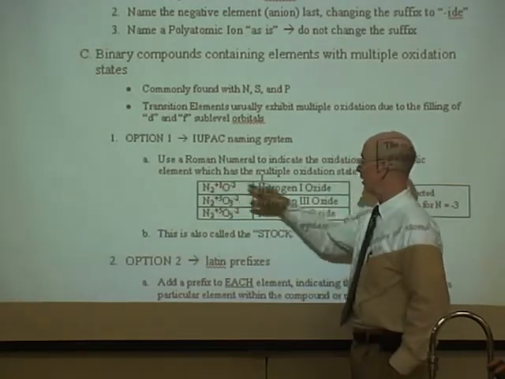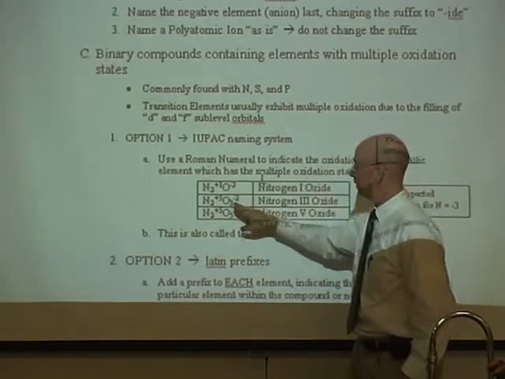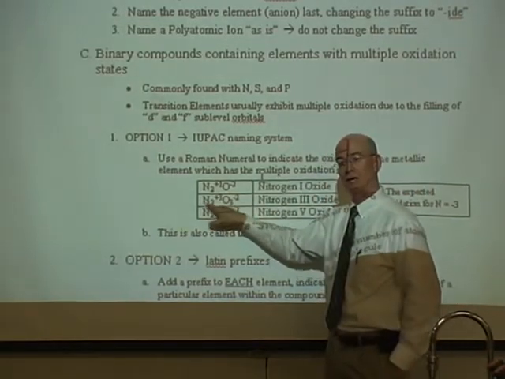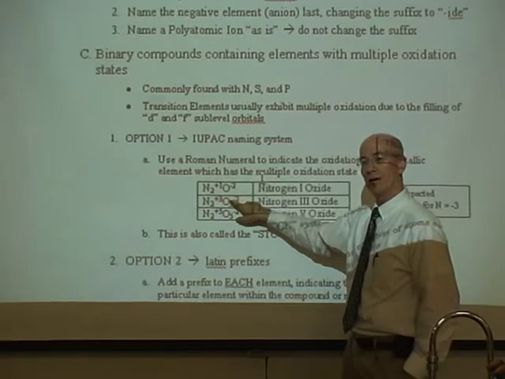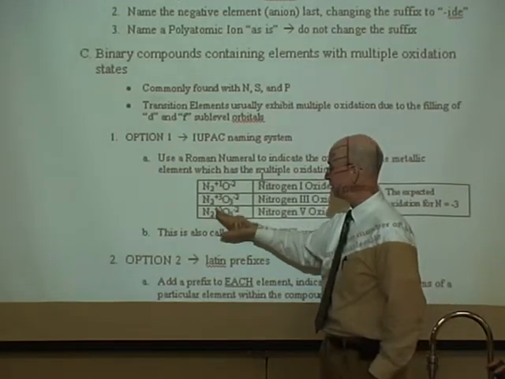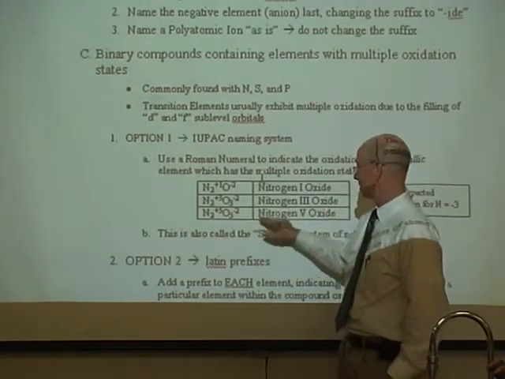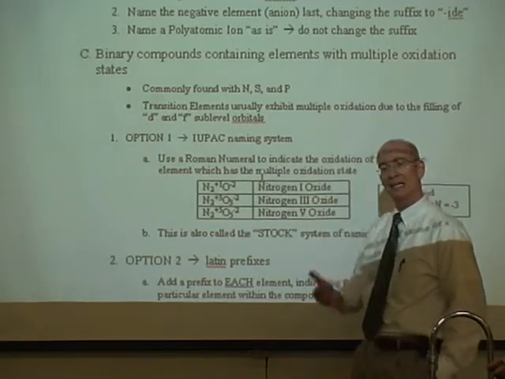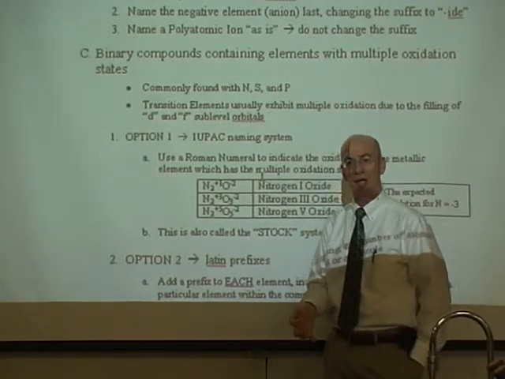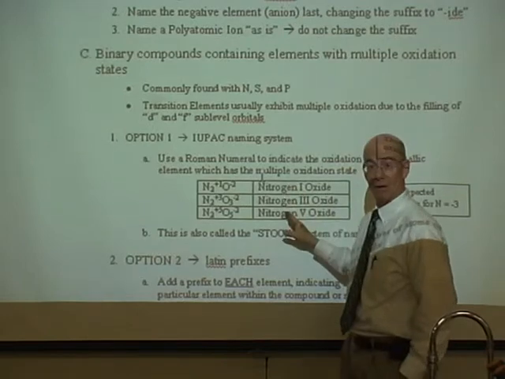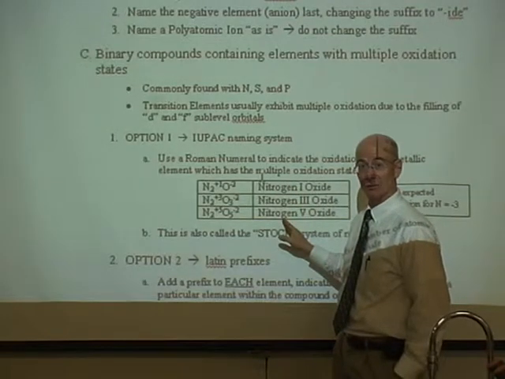Nitrogen, Roman numeral 1, oxide. This has a +3 charge, so it would be nitrogen, Roman numeral 3, oxide. And then we have nitrogen, Roman numeral 5, oxide. This Roman numeral indicates the oxidation state of the metal or the cation that's listed first.